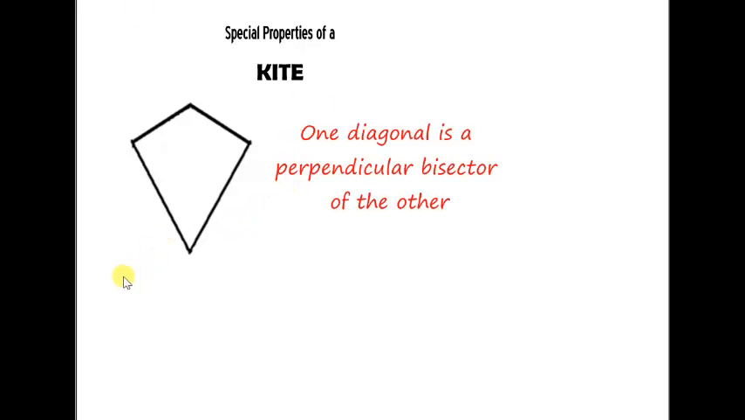Open it up and let's look at two special properties. These are the ones to know. First special property of a kite, and write this down. One diagonal is a perpendicular bisector of the other.